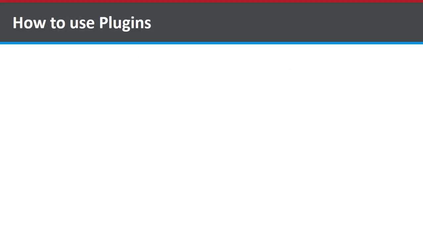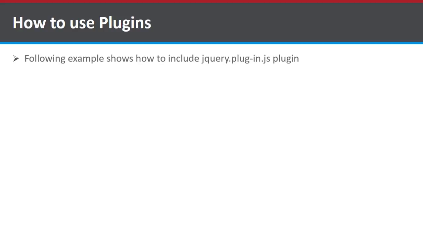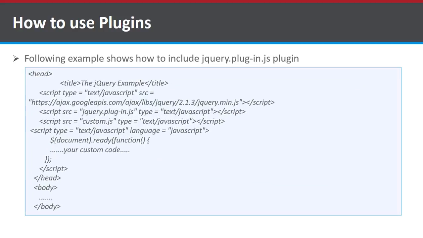How to use plugins? Now this is another question, how to use plugins. Following example shows how to include jQuery plugin.js in a page. As you can see here, in head there are two script tags. One is for jQuery.main.js and another is jQuery.plugin.js. To use any jQuery plugin, both of these script tags are essential.